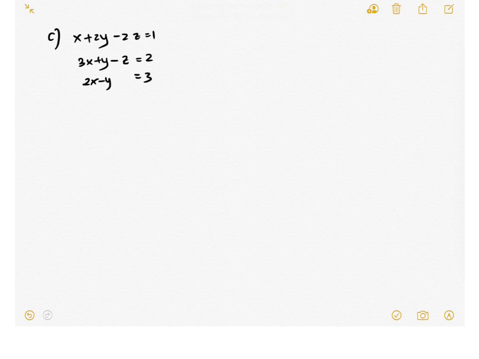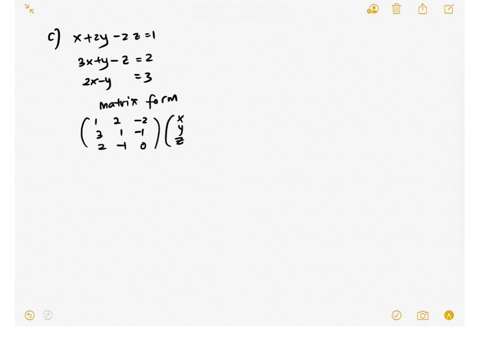Okay, so this is question C. X plus 2y minus 2z equals to 1, 3x plus y minus z equals to 2, and 2x minus y equals to 3. Okay, so we change into matrix form first, then we perform operation to our matrix A to find the inverse of it. Okay, but remember this is 3 by 3.